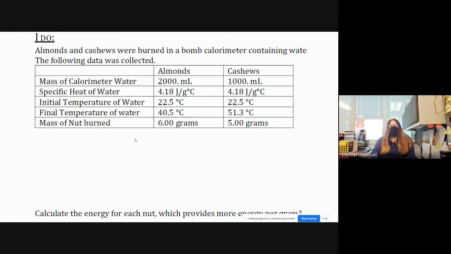All right, so here we've got almonds and cashews. They're being burned in a bomb calorimeter, which is a fancy calorimeter, not like our styrofoam cups. They're containing water, and they gained this data here. They want to calculate the energy for each nut, to see which one will provide more energy per gram. Okay?